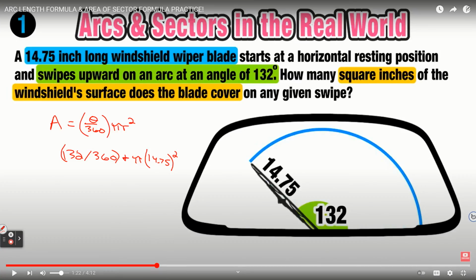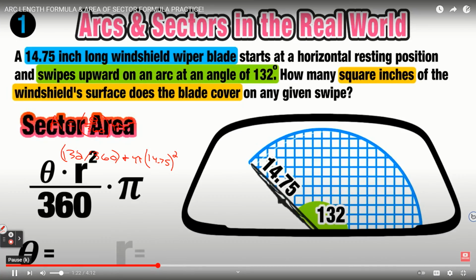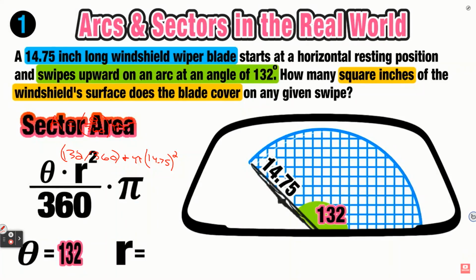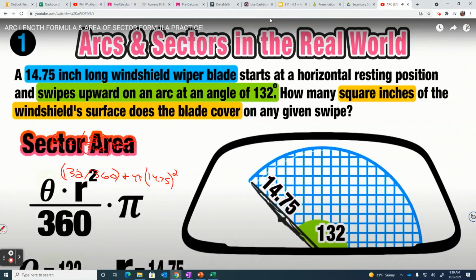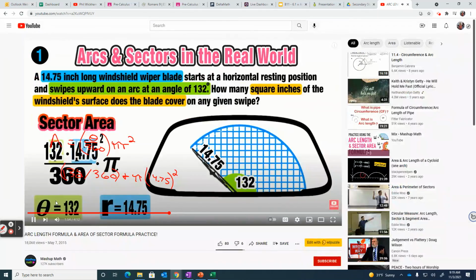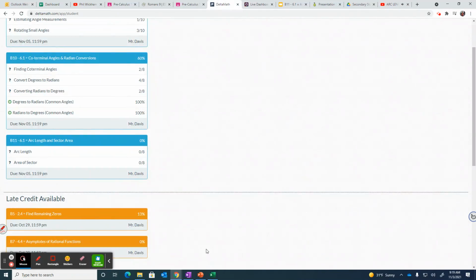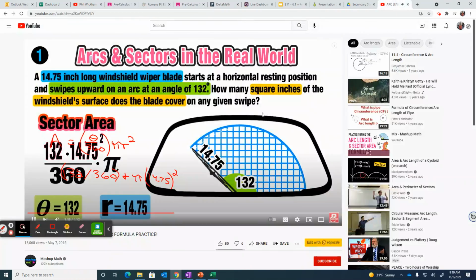So that's it. That's pretty easy. We need the value of theta and the length of the radius. We know that theta is 132 degrees, and we know that the radius is 14.75 inches. All we have to do now is substitute those values into the equation and solve. So replace theta with 132, and r squared is 14.75 squared.